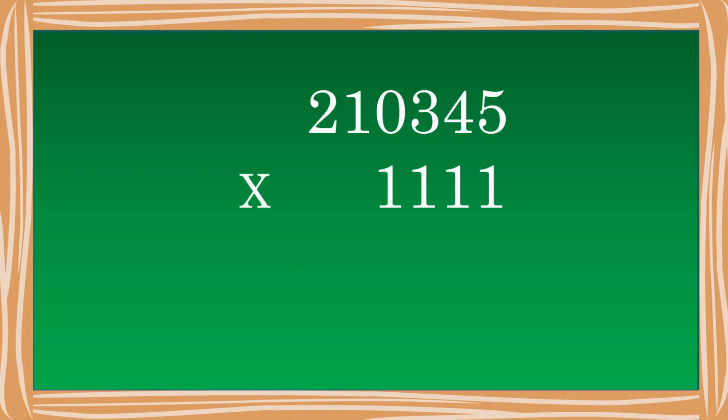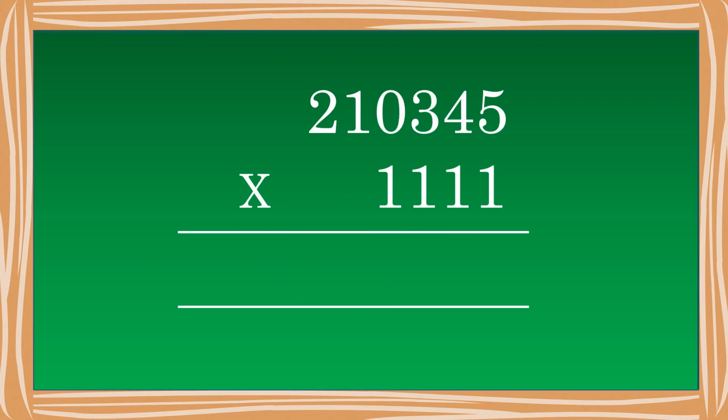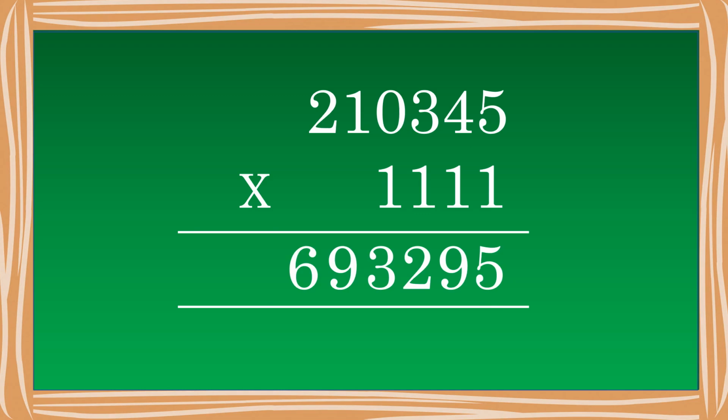210345 multiplied by 4 ones, that is 1111. With our technique, getting the answer for this question is very easy. That is 592396332. Now let's see how to solve these kinds of questions with the help of our techniques.